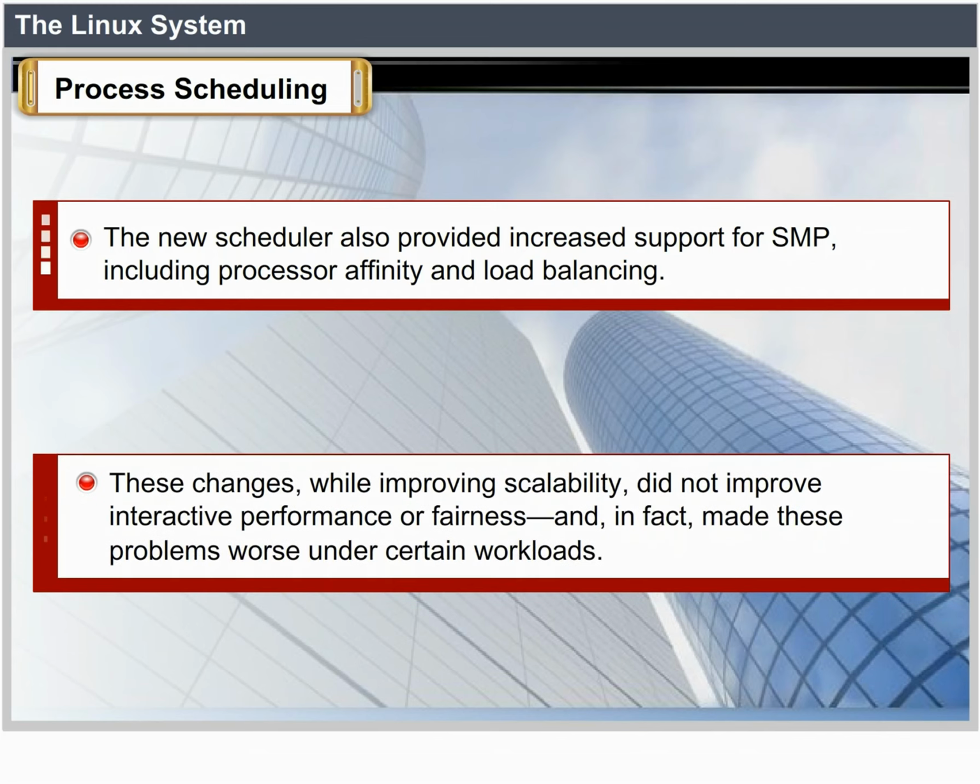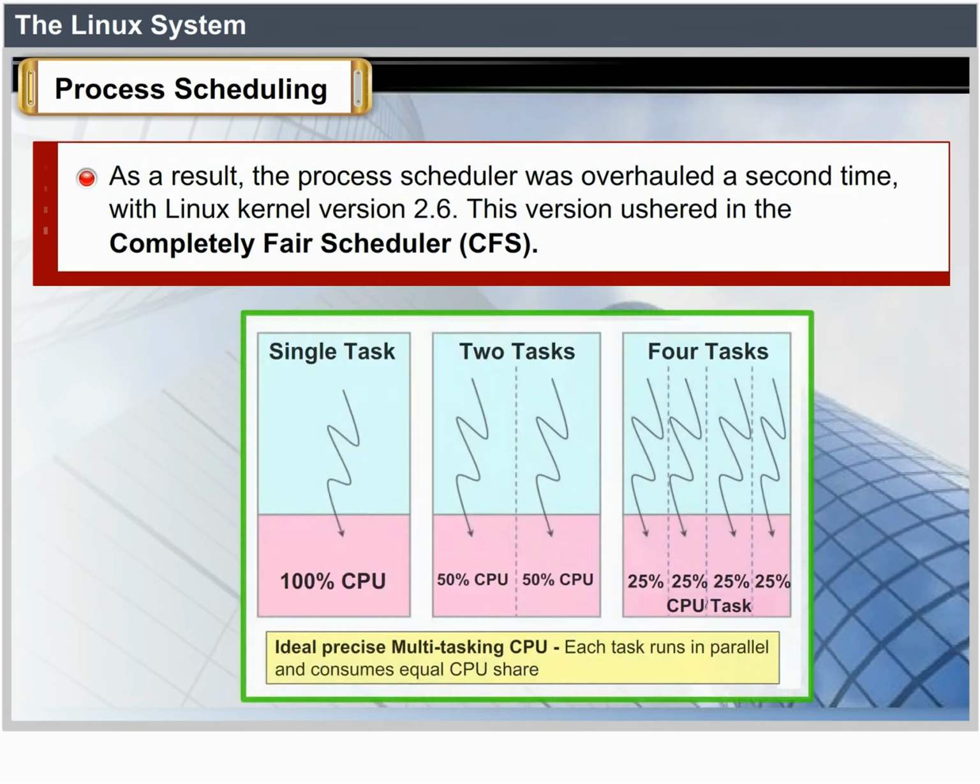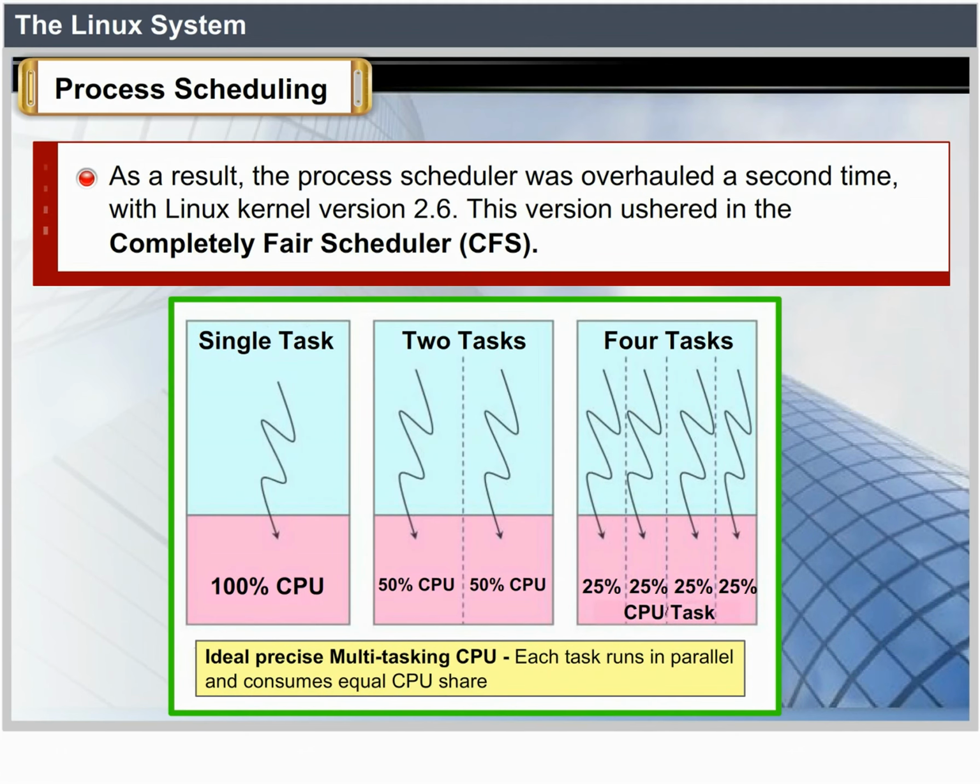These changes, while improving scalability, did not improve interactive performance or fairness, and, in fact, made these problems worse under certain workloads. Consequently, the process scheduler was overhauled a second time with Linux kernel version 2.6. This version ushered in the Completely Fair Scheduler, CFS.